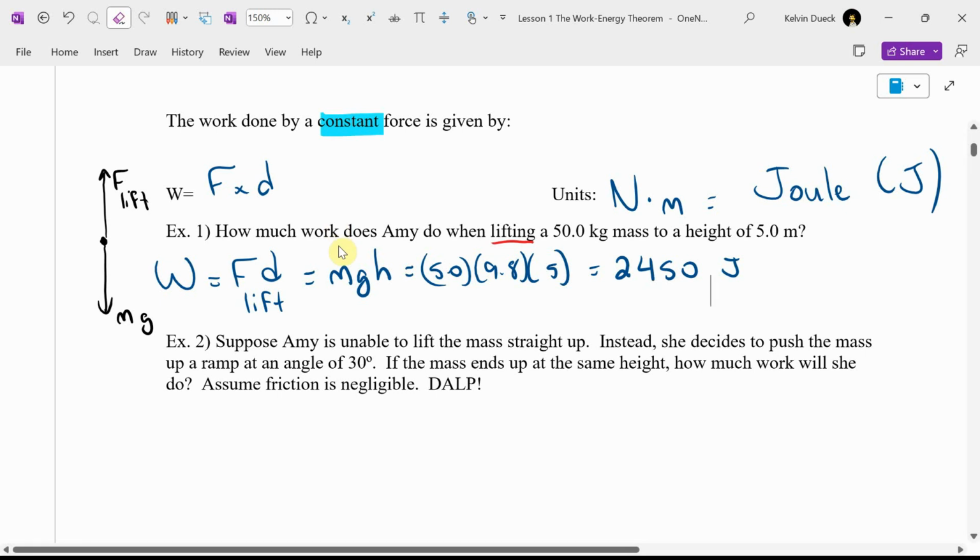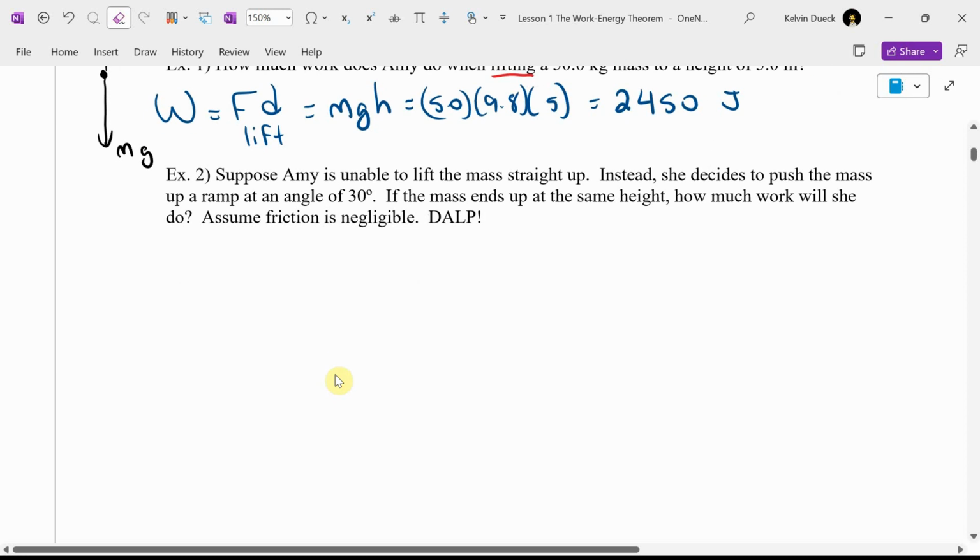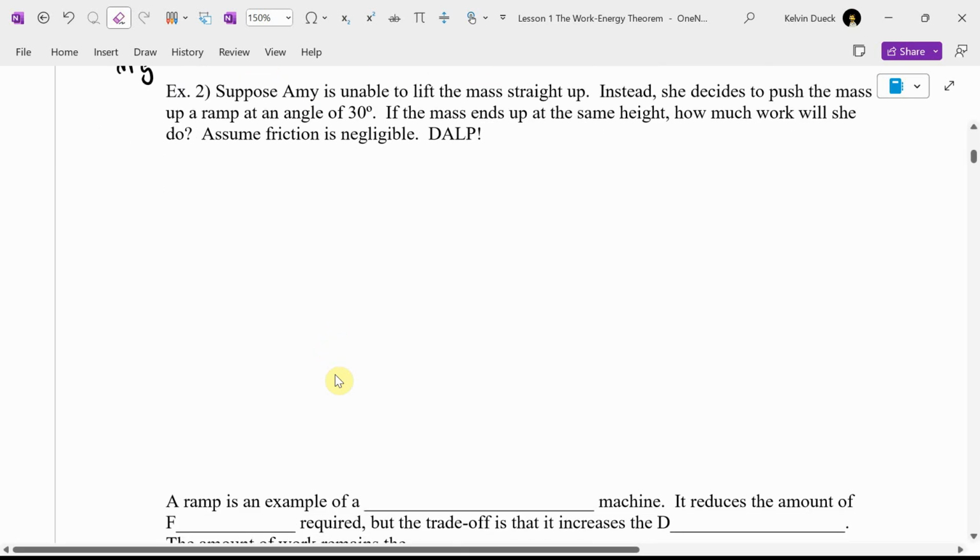Okay. What if Amy can't lift it straight up? She's not strong enough to do mg. Well, she decides to push the mass up a ramp at an angle of 30 degrees. If the mass ends up at the same height as before, how much work will she do? Let's assume there's no friction. Let's draw a ramp.